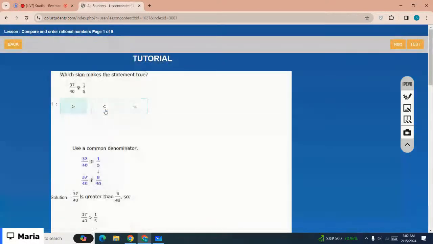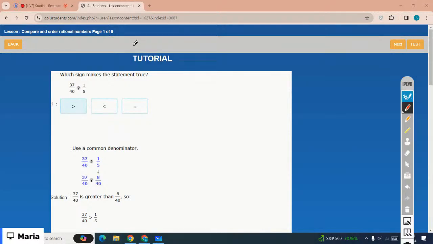Okay, which sign makes the statement true? You have to compare 37 over 40 and 1 over 5, right? You cannot compare them until they have the same denominators, right? So first thing is you need to make the denominator same. You always make the smaller denominator equal to the greater one, right? You need to make that 5 equal 40. So 8 times 5 is 40. You need to multiply this fraction 1 over 5 with 8, right? That is 8 times 1 is 8 and 8 times 5 is 40.